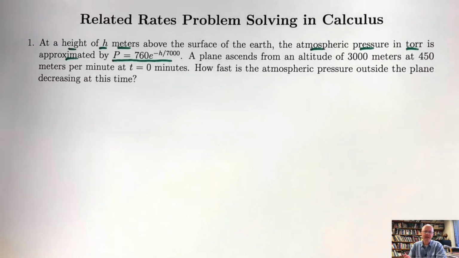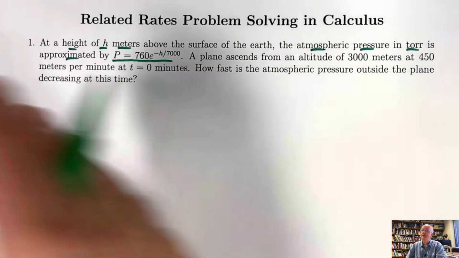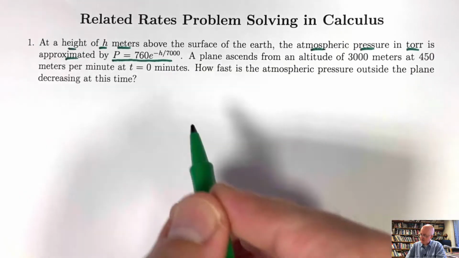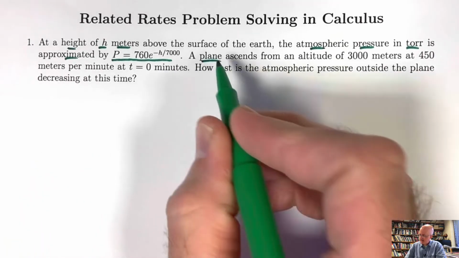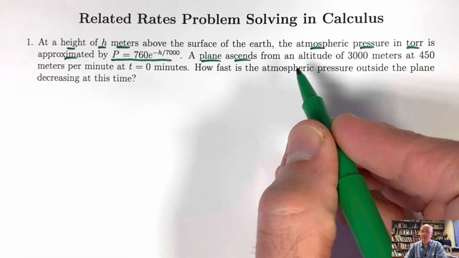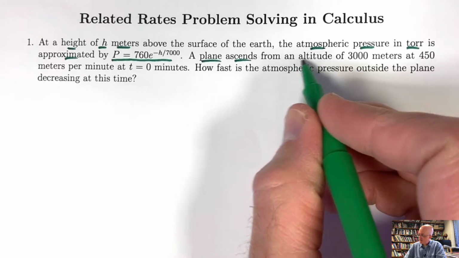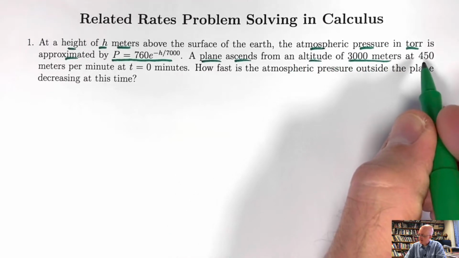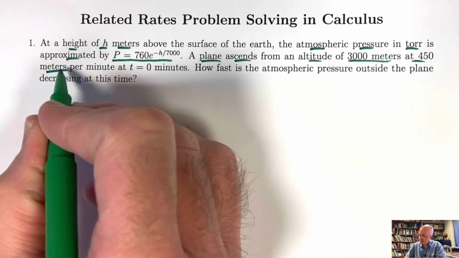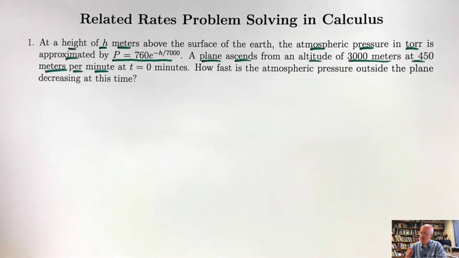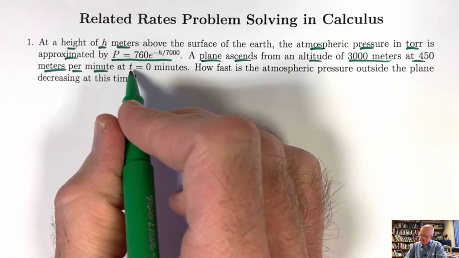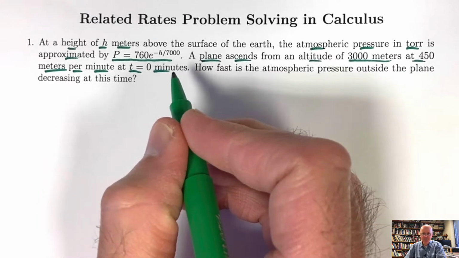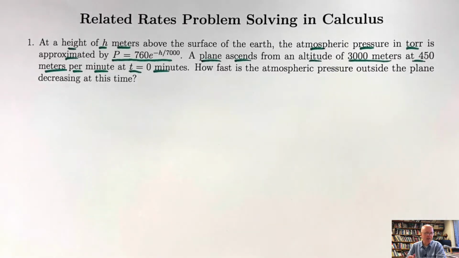What is this reflecting? It's reflecting the reality that as you go higher in the atmosphere, like up a mountain, the pressure decreases. That's exponential decay. A plane ascends, goes up, from an altitude of 3,000 meters at 450 meters per minute. There's a rate of change. There's a derivative. At t equals 0 minutes, is the time 0 really that important? Well, that's not so clear.